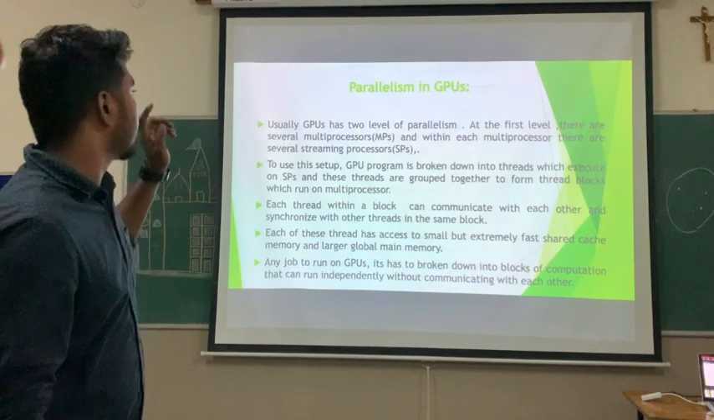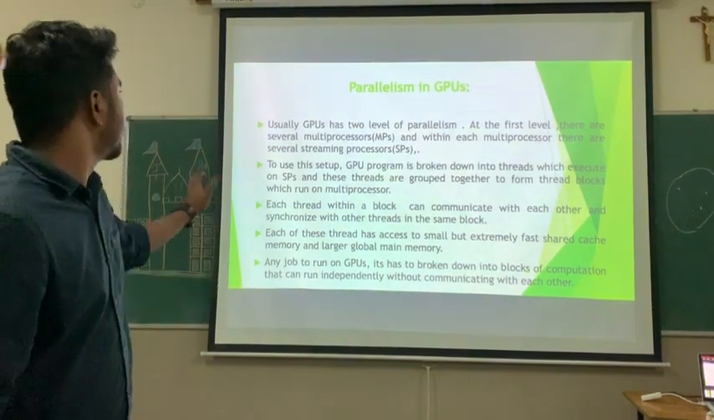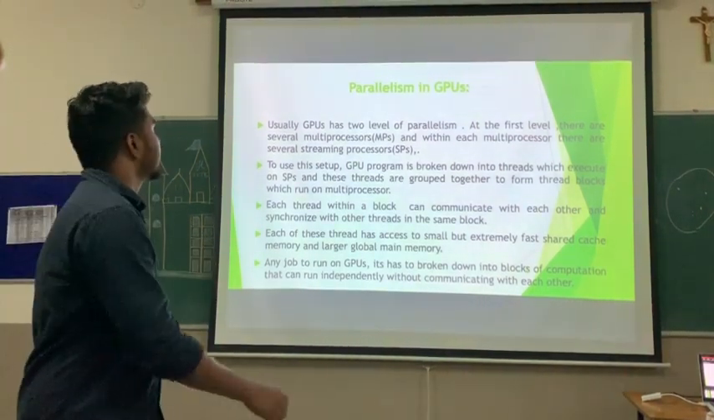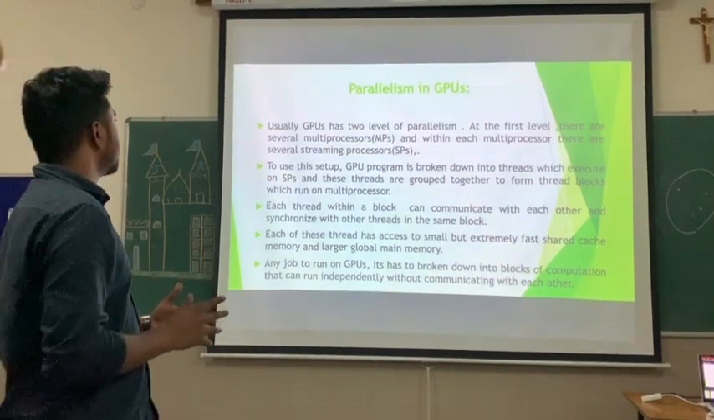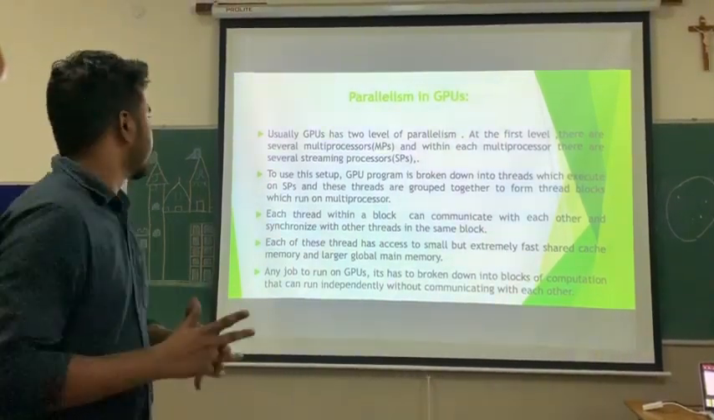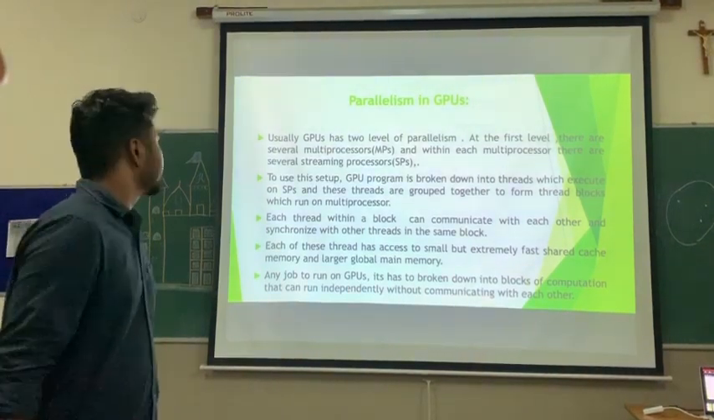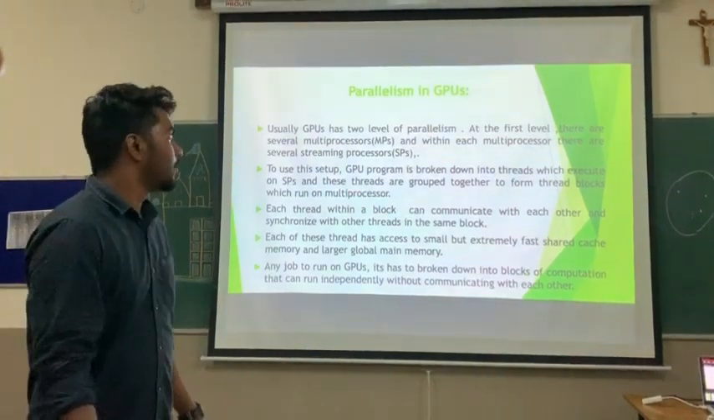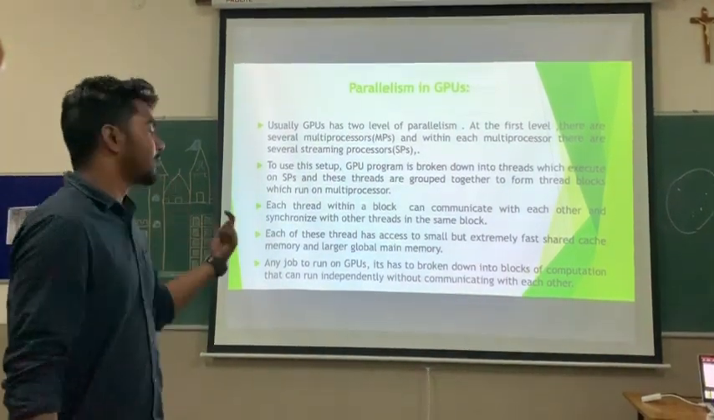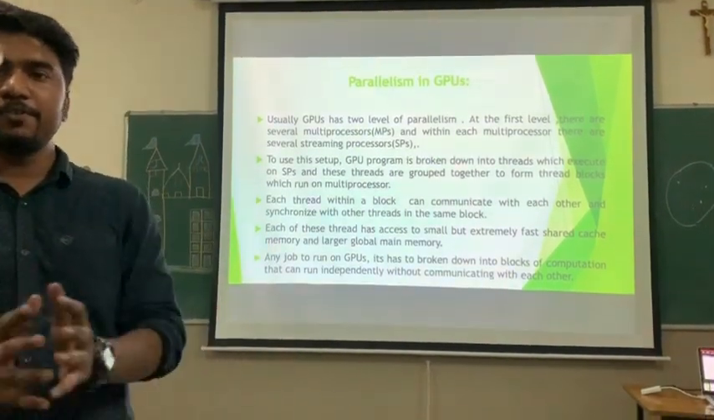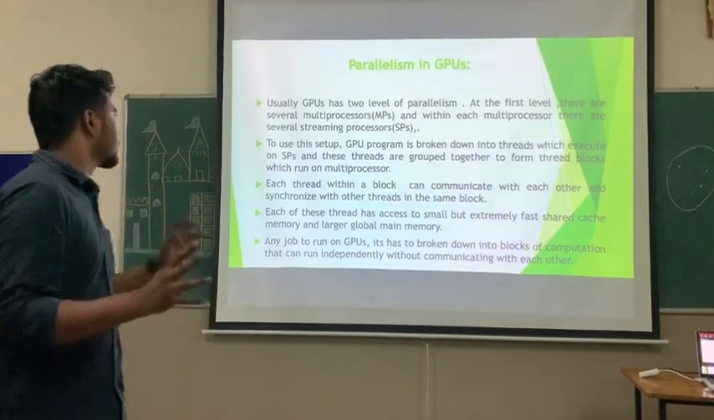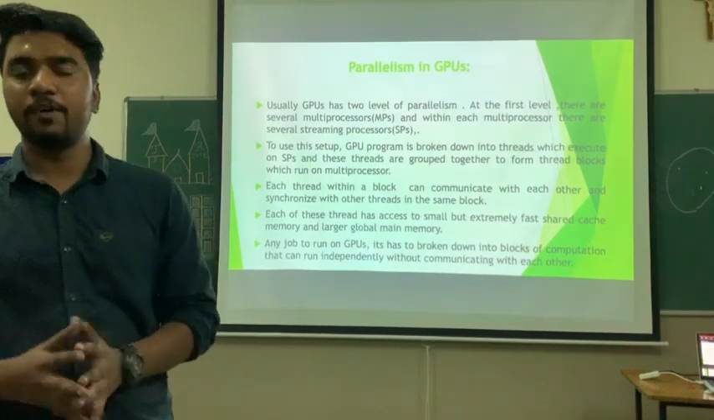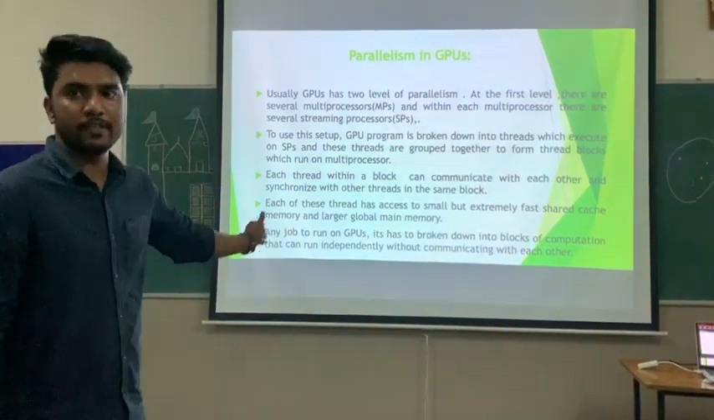GPU has two levels of parallelism. At the first level, there are several multiprocessors, and within each multiprocessor, there are several streaming processors. To use this setup, the job on GPU is broken down into threads which execute on SP, that is streaming processor, and these threads are put together to form a thread block, which will again run on a multiprocessor, that is MP.